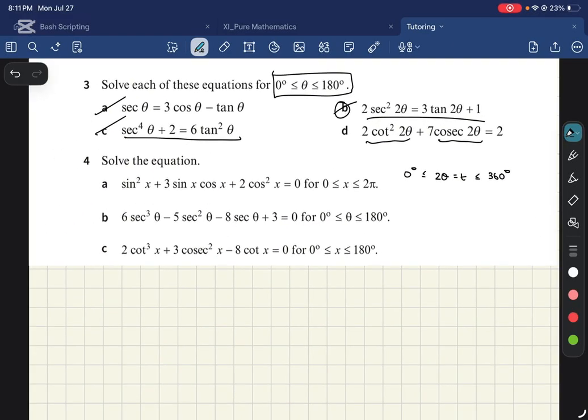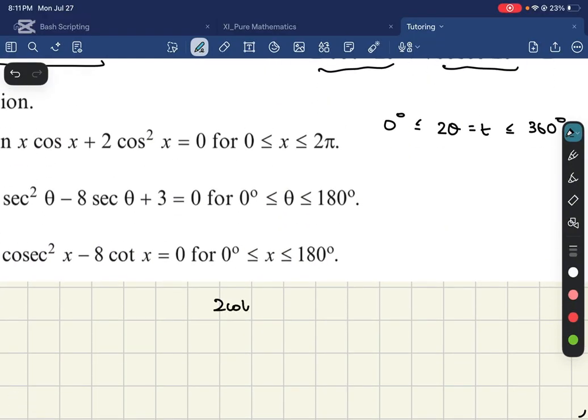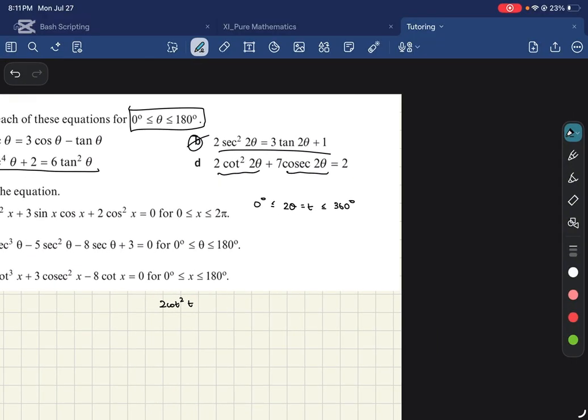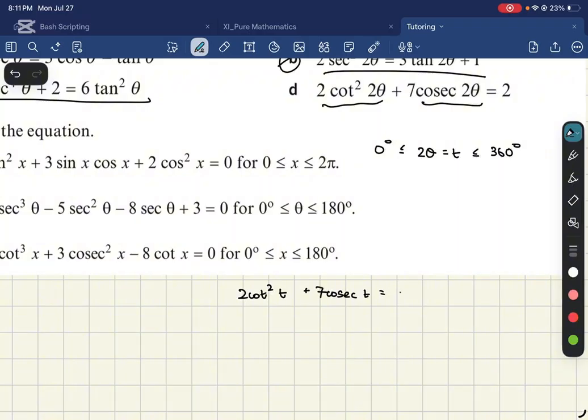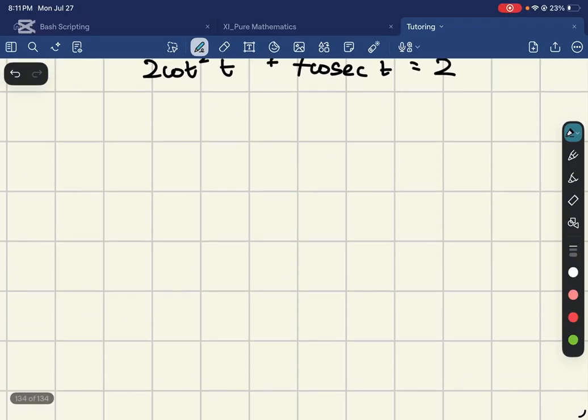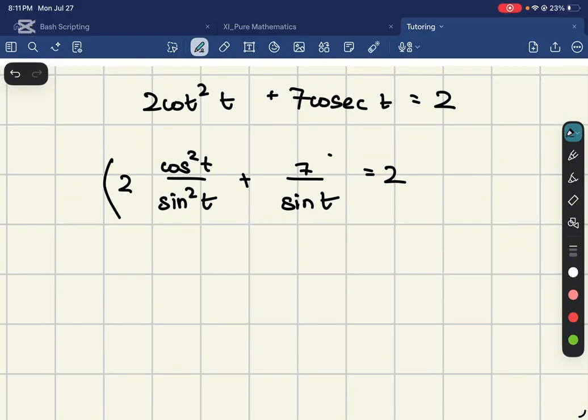When we saw part B, we did the same thing. So now I know that I have 2 cot squared T plus 7 cosecant T is equal to 2. All right. So I can write this one as 2 cos squared T over sine squared T plus 7 over sine T is equal to 2.